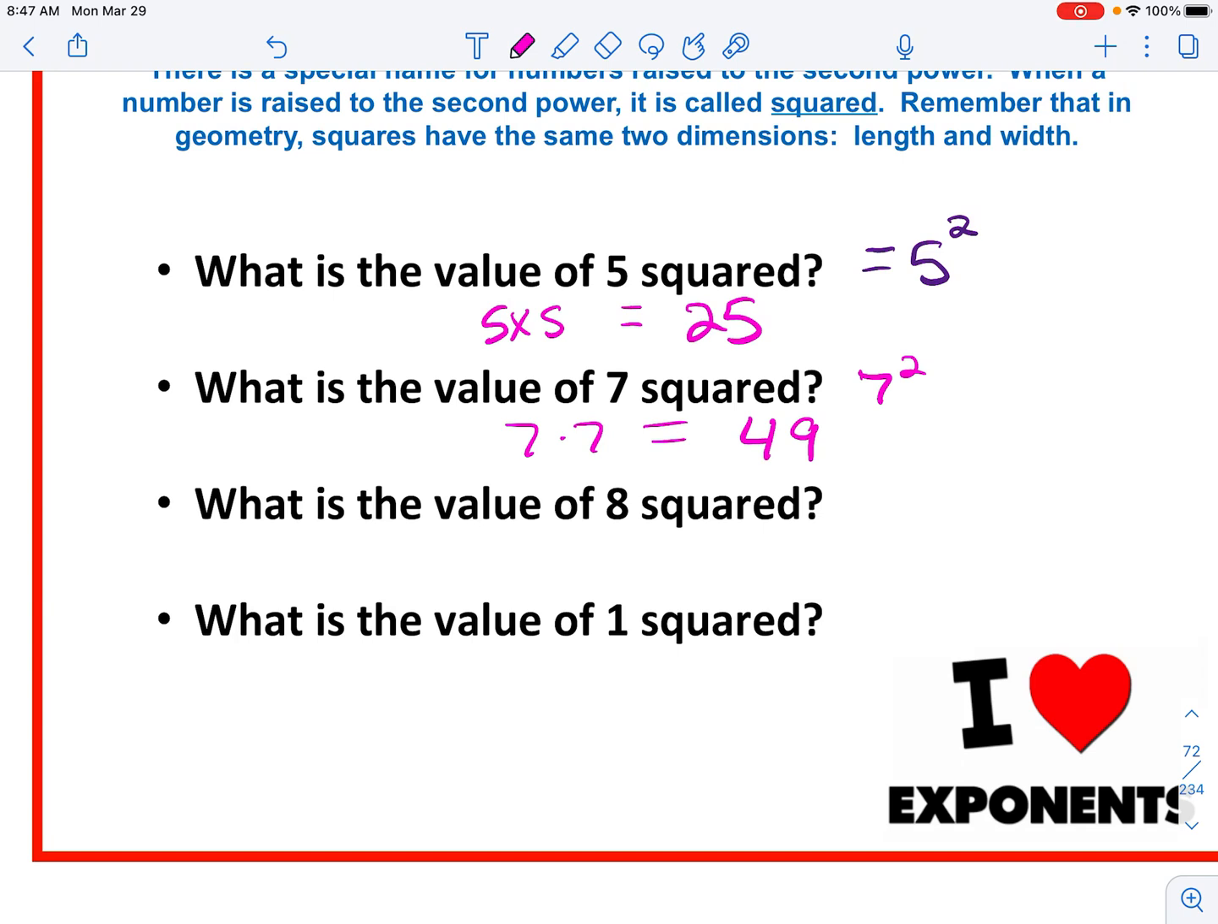The next one, what is the value of 8 squared? Okay, 8 squared is 8 to the second power. 8 times 8 is equal to 64. And lastly, what is the value of 1 squared? Okay, this is 1 to the second power. 1 times 1 is equal to 1.